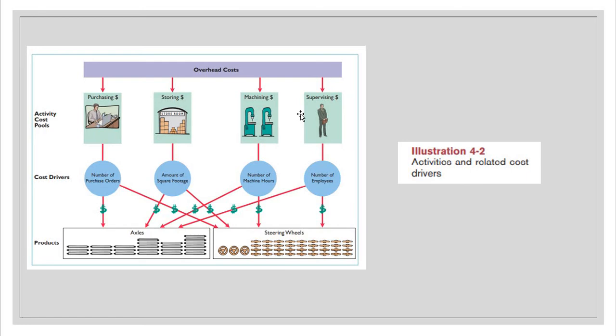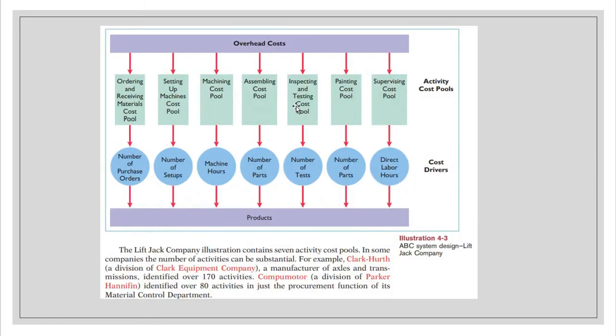Okay, so based on each product, based on each product's use of each activity. For example, kung yung axle nagre-require ng mas maraming activity for the purchasing department as measured by the number of required purchase orders, then more of the overhead cost from the purchasing pool will be allocated to the axle. Okay? So, ito naman, another illustration.